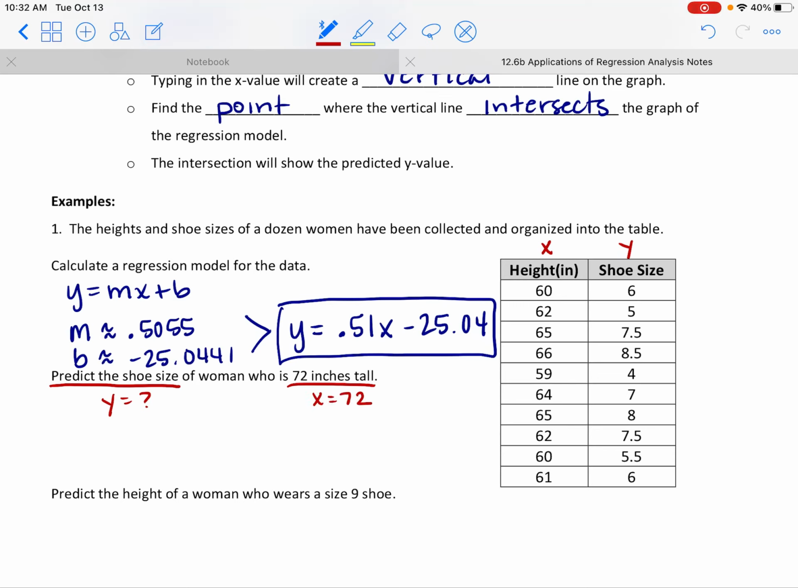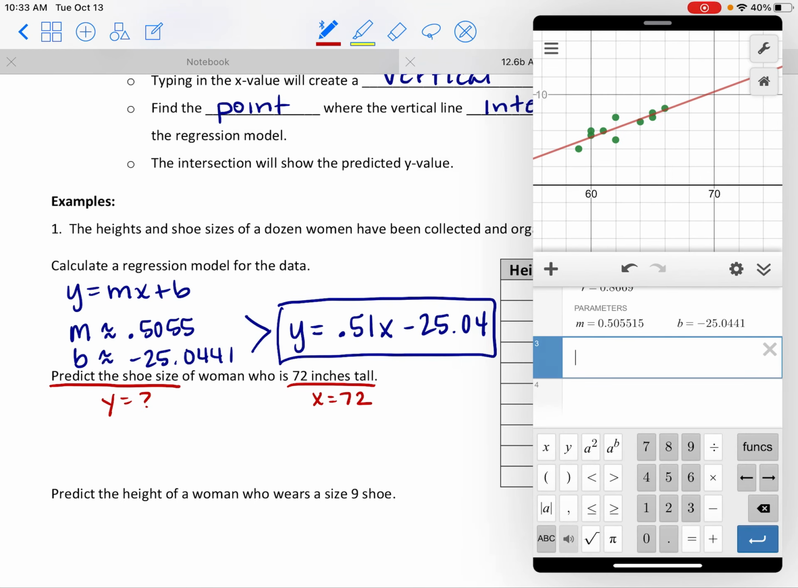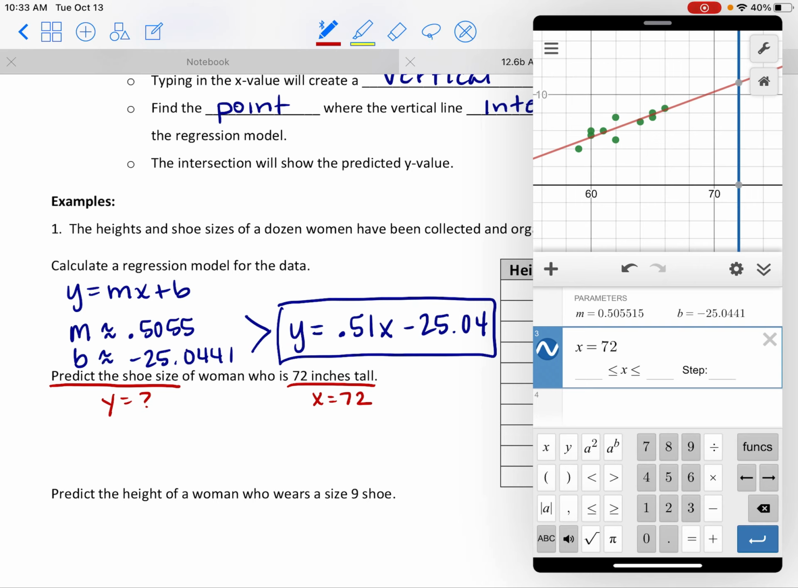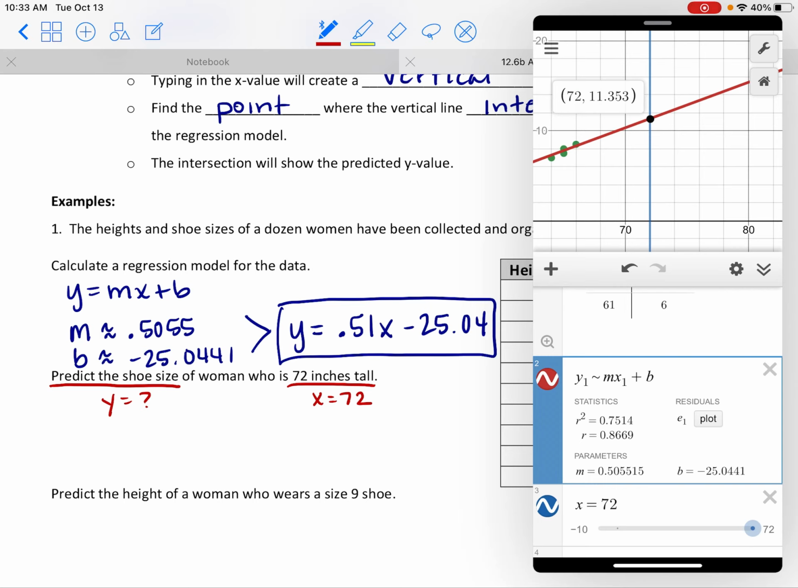So since I know x equals 72, I'm going to go into a separate line here in Desmos, and then I'm going to type in that value that I know. I'm going to type in x equals 72, and that put a vertical line in my picture. Now if I find the intersection of my vertical line and my graph, I can see the prediction. That intersection at 72 and 11.353 says that when the height is 72, the shoe size is likely going to be about 11.353.